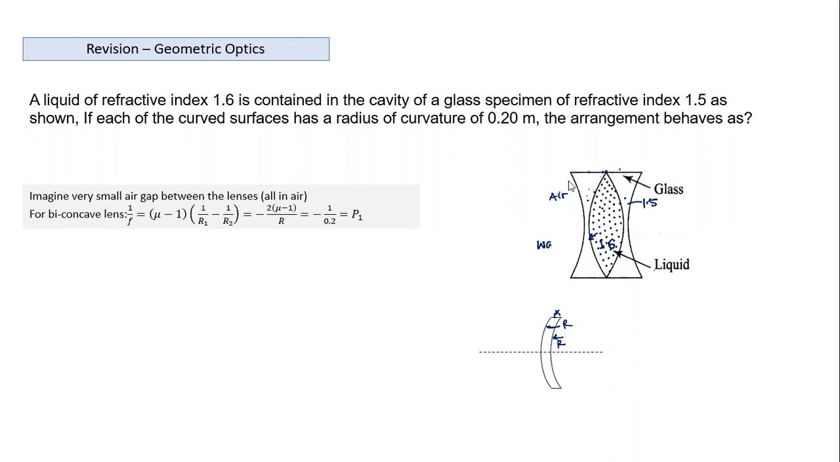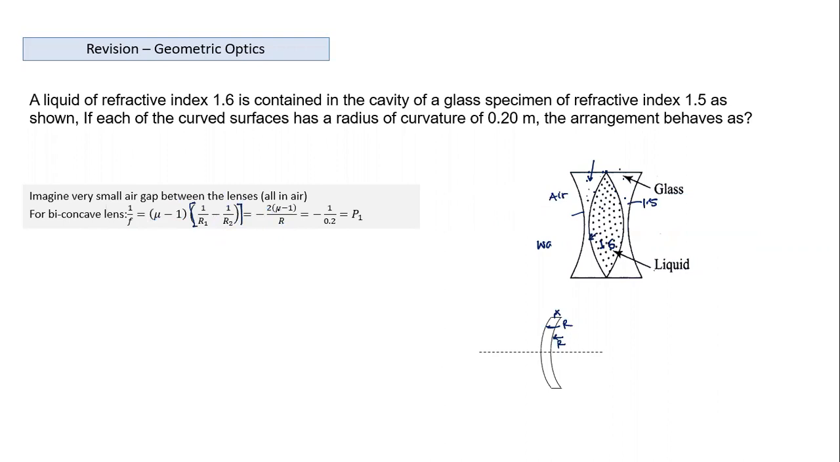Now we have done the imagination. If we have to calculate the three lenses, these two lenses have equal power. Let's calculate the power of one concave lens. Power is equal to (mu minus 1) times (1 by R1 minus 1 by R2). This is the formula here. In this case, R1 is negative and R2 is positive, so both terms come out negative. Since all radii are equal, the whole expression evaluates to minus 2 by R. So minus 2 (mu minus 1) by R.